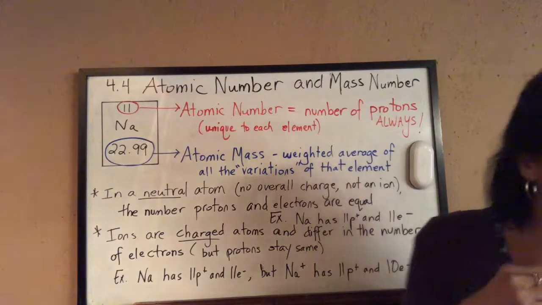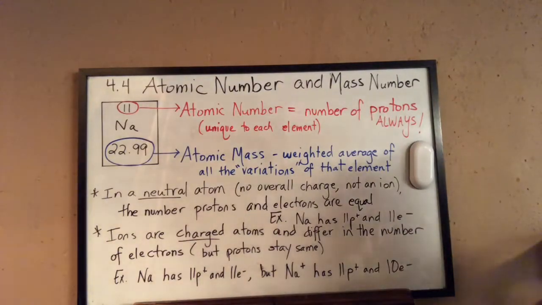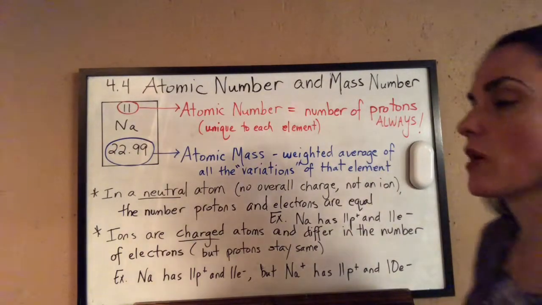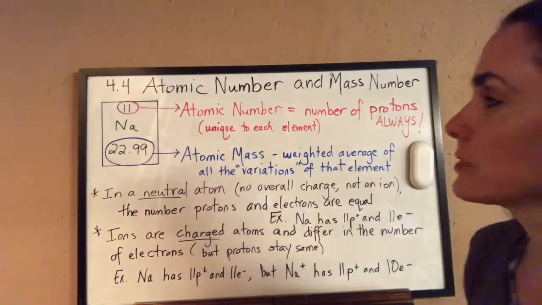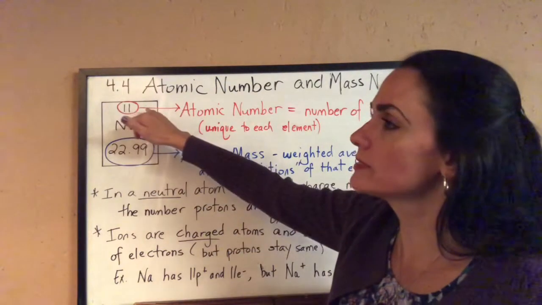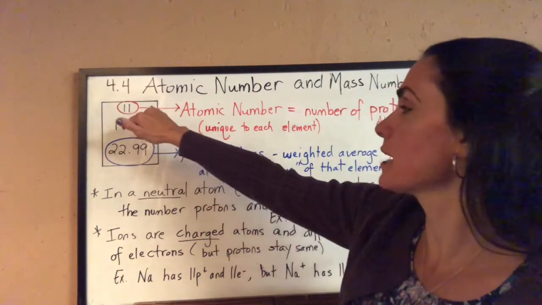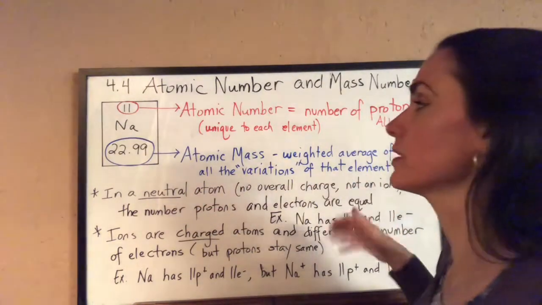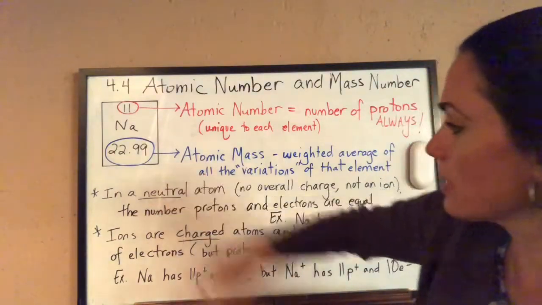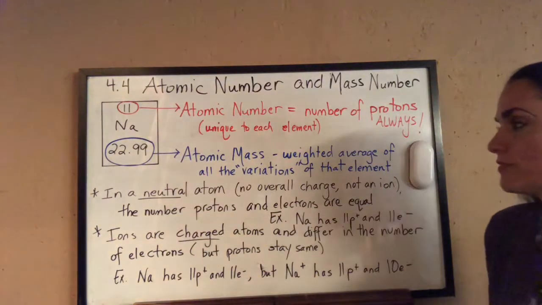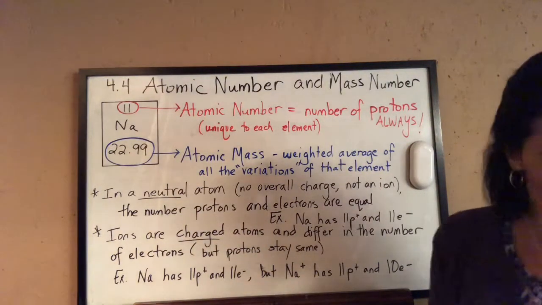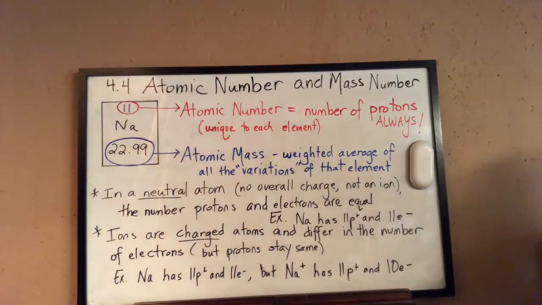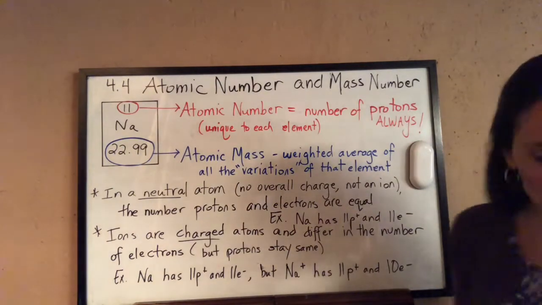We will talk a lot more about ions later on in the course, but in explaining atomic structure, the number of protons is always equal to the atomic number. In a neutral atom, the electrons and the protons are the same. The atomic mass is the weighted average of the variations of that element, and we'll see what that means.